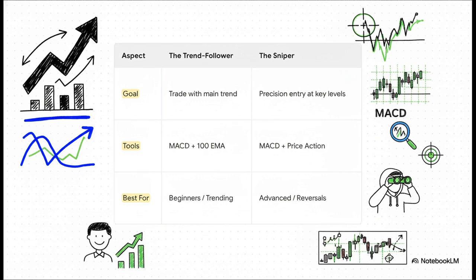Then you have the sniper. Its goal is all about precision, getting in at key reversal points. Your tools here are the MACD plus your own price action analysis. This one's definitely for more advanced traders who are confident in spotting those critical levels.